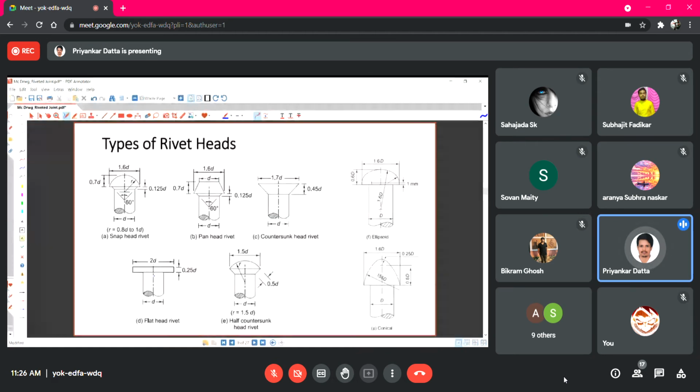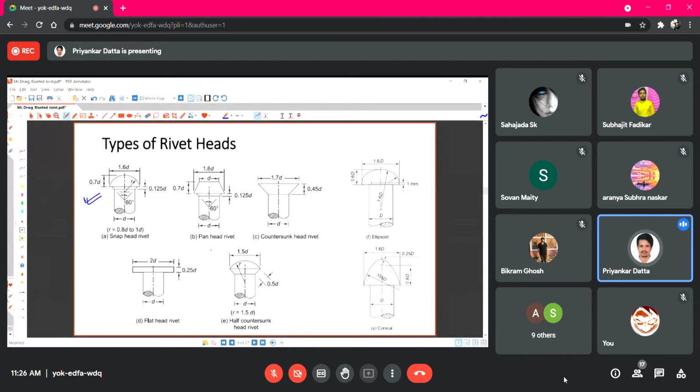Now, different types of rivet heads are available for different purposes. Based on the head style, these rivets are named. So, this is the most common and most usual type of rivet head, that is snap head or button head. This is almost semicircular in shape, and is most commonly used in most of the structural and machine work.